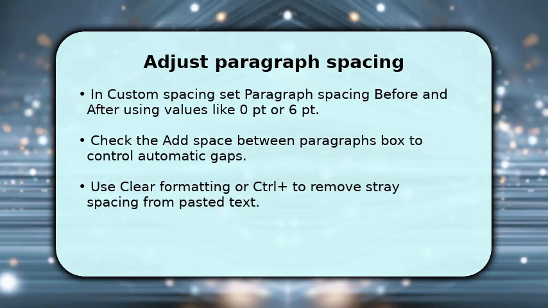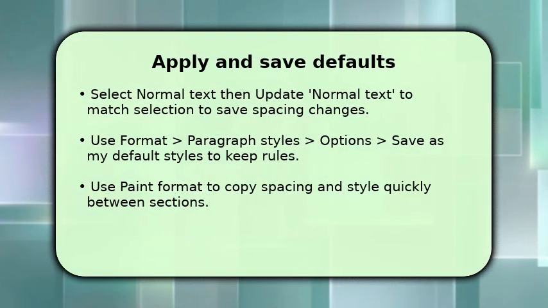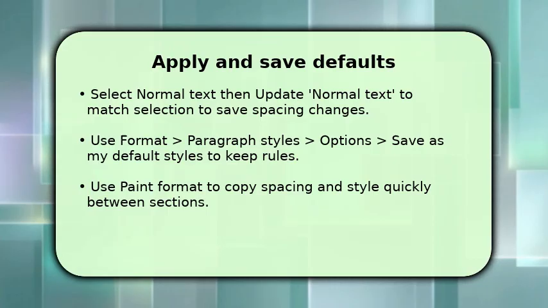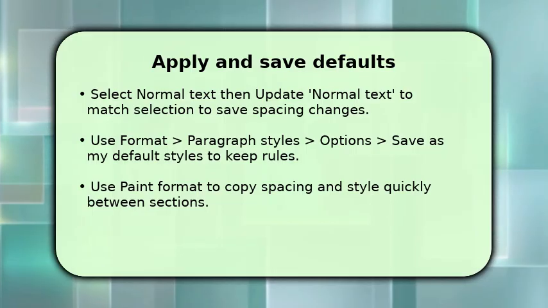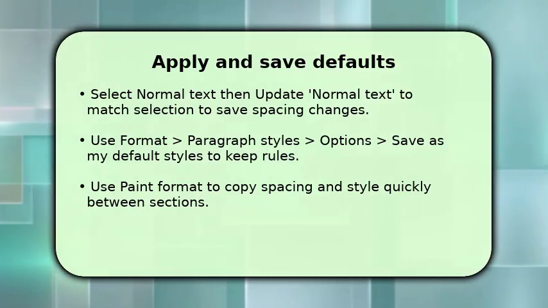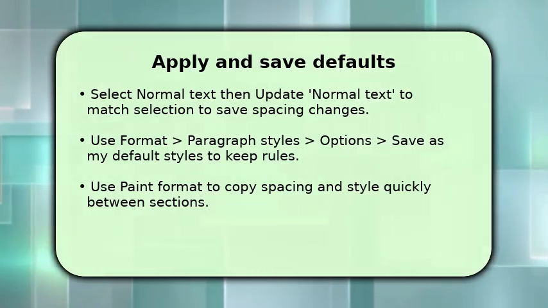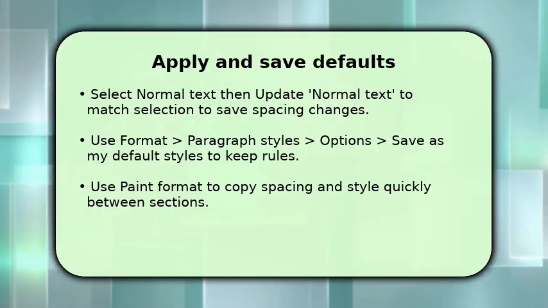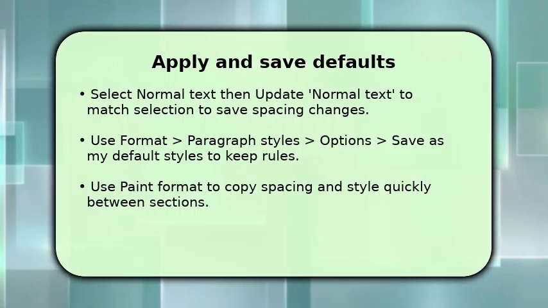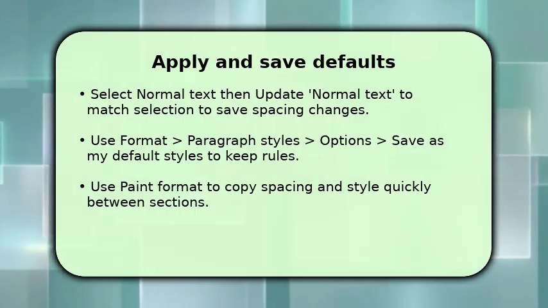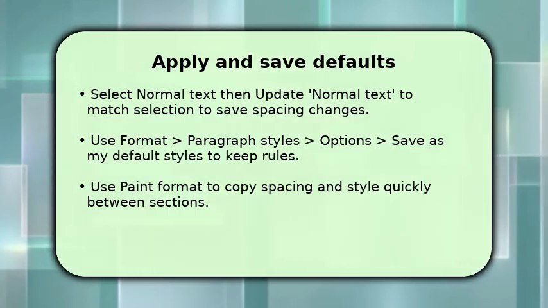After fixing spacing, make the layout consistent by updating your paragraph style. Select Normal Text, then update Normal Text to match selection to save spacing changes across the document. To keep those rules for new documents, choose Format, Paragraph Styles, Options, then save as My Default Styles for future files. Use the Paint Format tool to copy spacing and style quickly between sections.